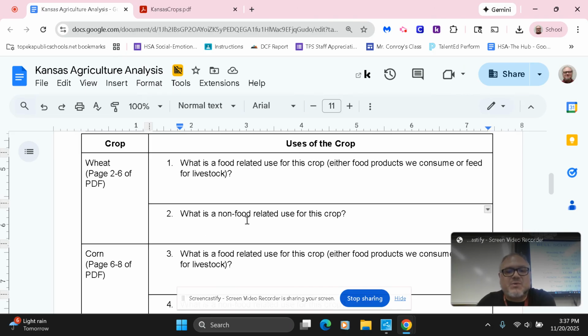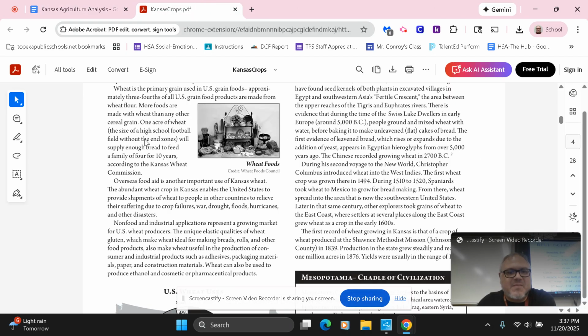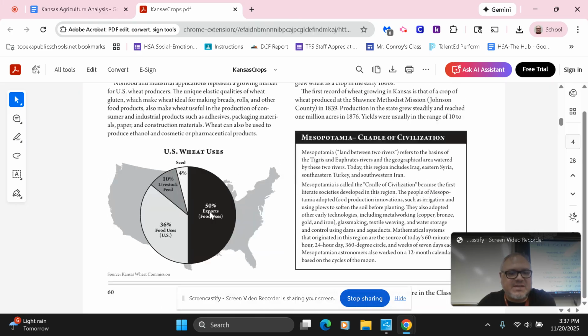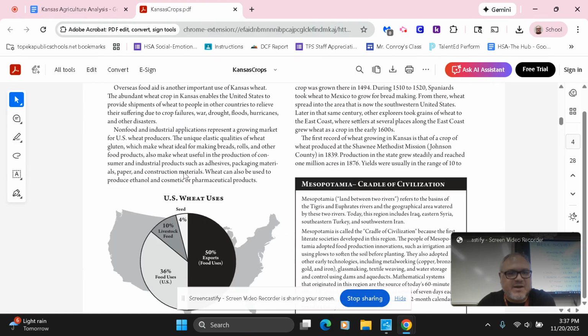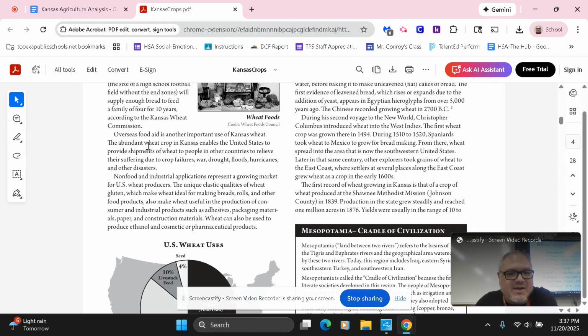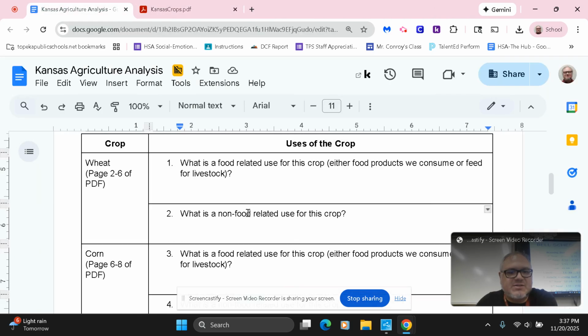And then I want to know what's one non-food related use of this crop. Quite a few of them in the uses section will talk about other ways that you can use these. Now again, sometimes that's mentioned here in the pie chart. I don't see one in particular for this one, but I will say here in the text it mentions wheat is used for industrial products such as adhesives, packaging materials, paper, construction materials, and a few other non-food uses. So again, you can select one of those to put into that section.